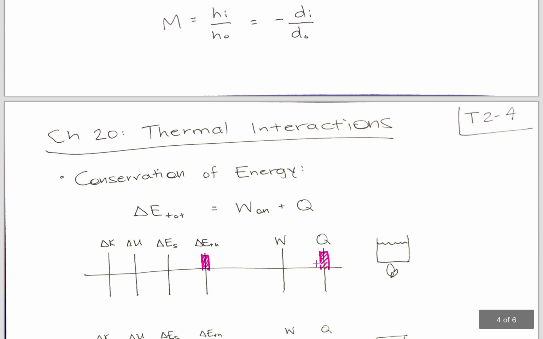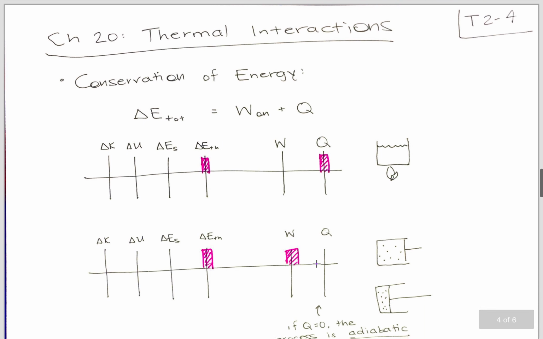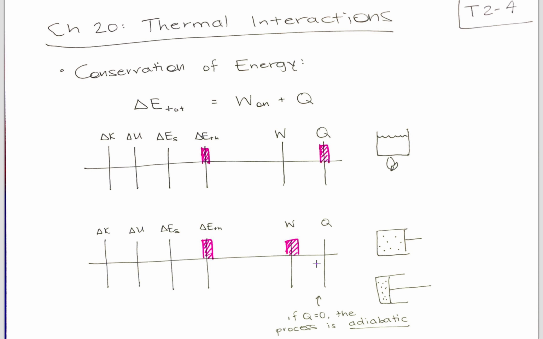All right, so that summarized our ray optics. Let's just take a few minutes to summarize our thermal interactions as well. The first thing that we started with was just conservation of energy. So last semester we talked about how the changes in our total energy have to come from somewhere. And the only thing we had talked about at that point was mechanical work.